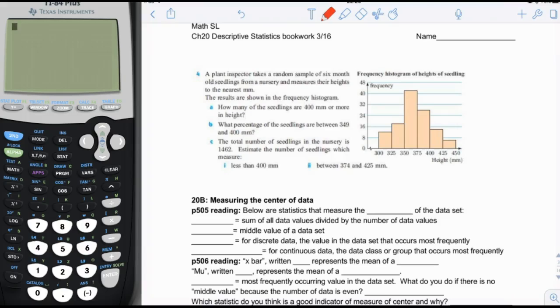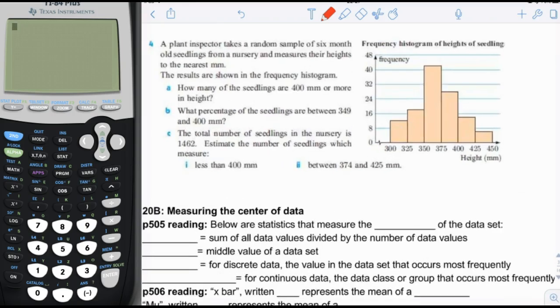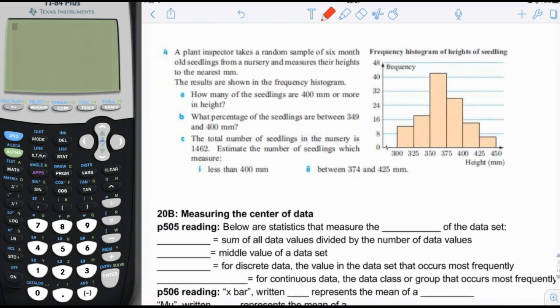Page 3 of descriptive statistics. First is a problem that's a continuation of the last page. A plant inspector takes a random sample of 6-month-old seedlings from a nursery, measures their height to the nearest millimeter. The results are shown in the frequency histogram. How many of the seedlings are 400 millimeters or more in height?